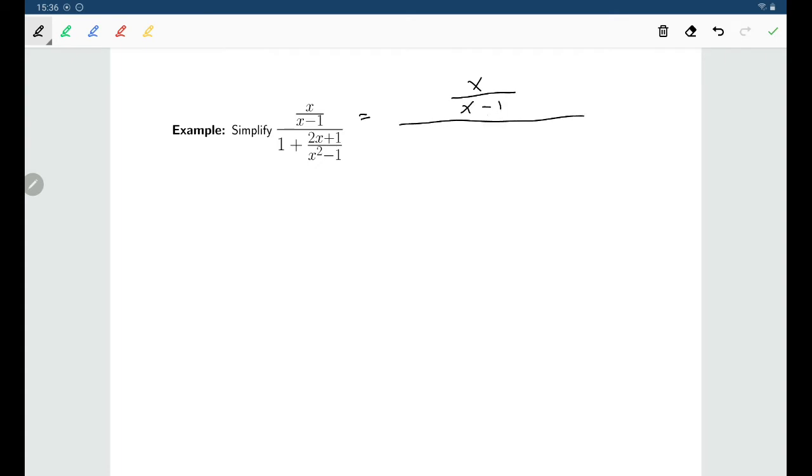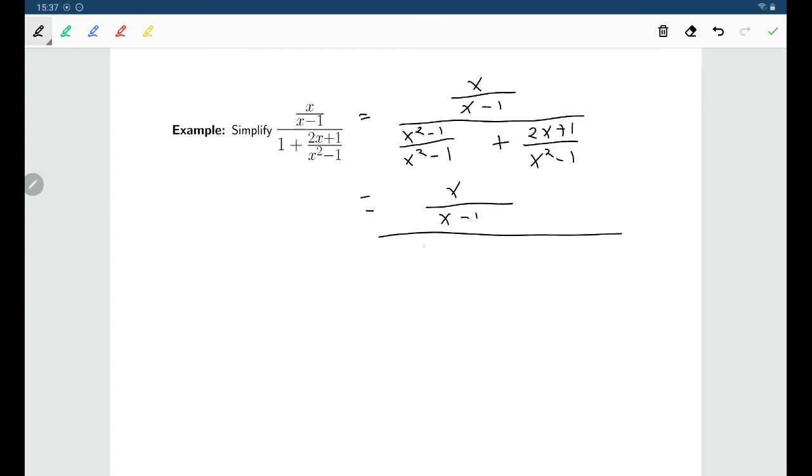I could say that we have 1 plus a fraction, and 1 could be rewritten as x squared minus 1 over x squared minus 1. So that I've now got two fractions in the denominator, and they both have the same denominator of x squared minus 1, so I could combine those two fractions together to give me x squared plus 2x. The minus 1 and the plus 1 would all cancel.